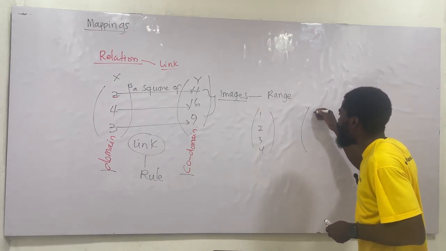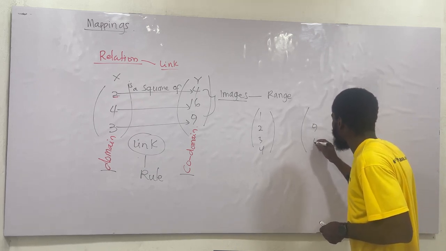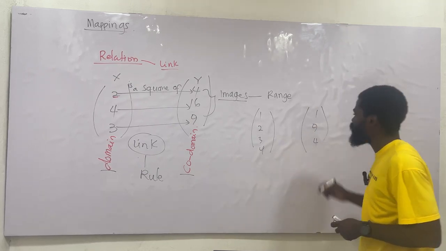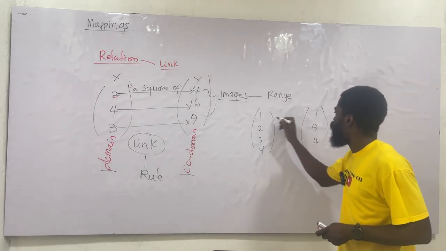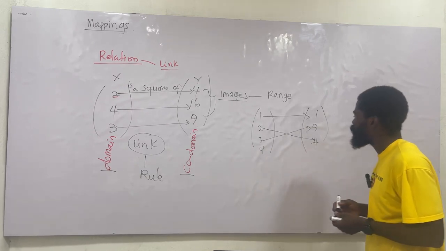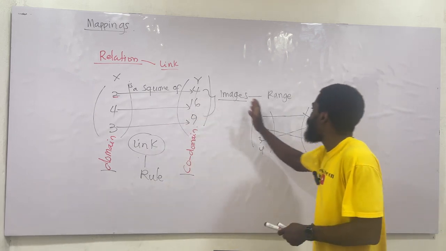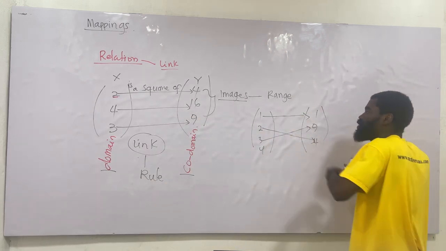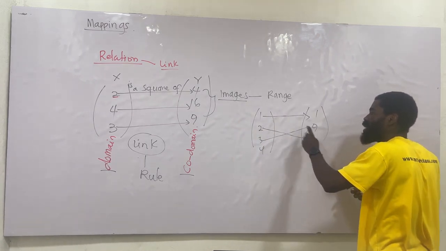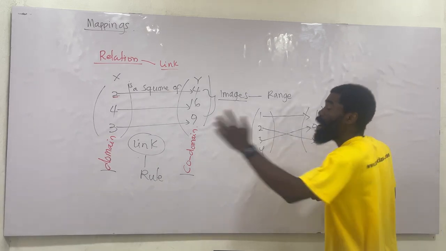So for my domain values, let me put 9 here, let me put 4 here, let me put 16 here, and let me put 1 here. Now, 1 maps onto 1, 2 maps onto 4, and 3 maps onto 9. Once again, I'm using the same rule. What's the rule? We are squaring this. So 1 is mapped onto 1, 2 is mapped onto 4, and 3 is mapped onto 9. Since one member here is mapping onto one member, such a relation qualifies to be a mapping.